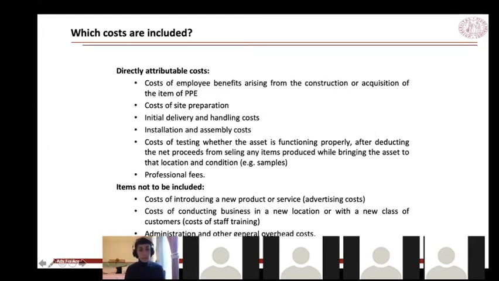Again, this is just for your general knowledge, which items can be directly attributed. It means which costs can be capitalized and which have to be expensed. If you have a look, advertising costs, staff training costs, and administration costs must be expensed. Okay?